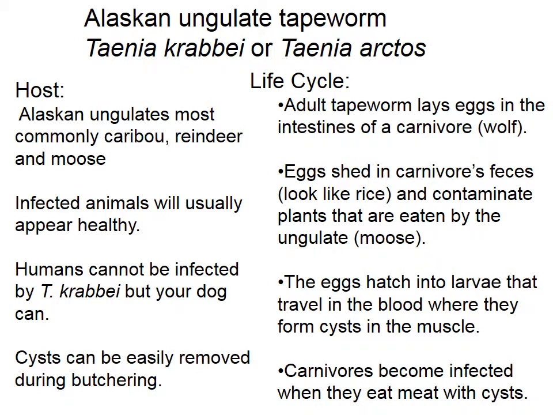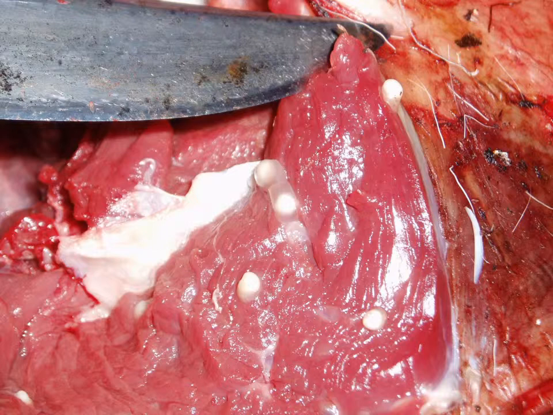The adult tapeworms lay eggs in the intestines of the carnivore. Eggs are shed in the carnivore's feces, and the eggs will look like rice. They contaminate plants that are eaten by the ungulate. The eggs then hatch into larvae and travel in the blood, where they form cysts in the muscle. Carnivores become infected when they eat the meat with the cysts. Some of you may have seen these cysts before.